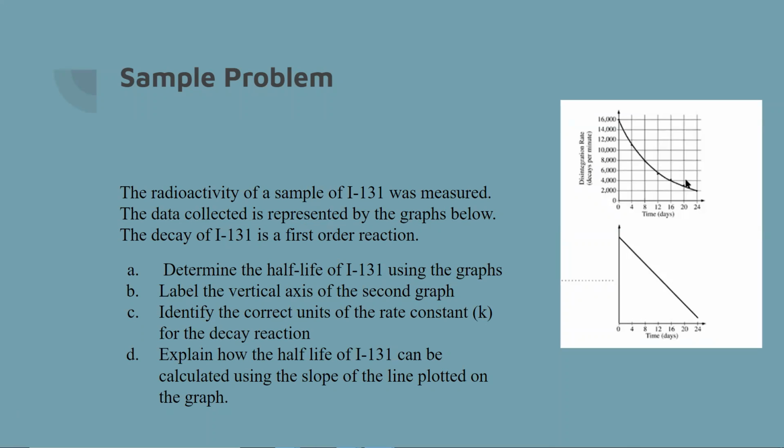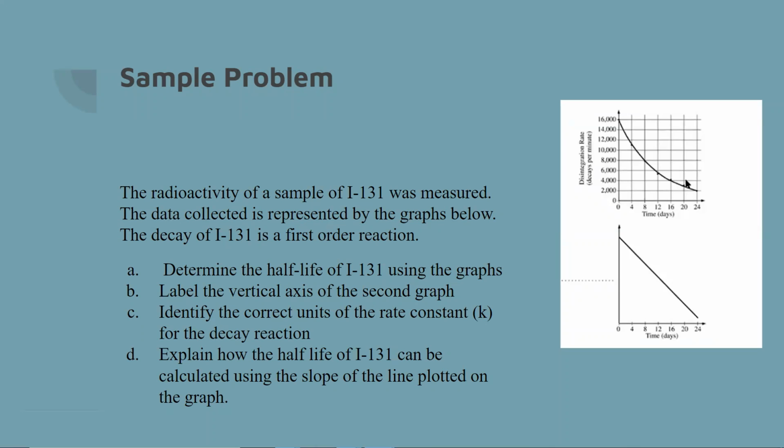Identify the correct units for the rate constant K for the decay reaction, and explain how the half-life of iodine 131 can be calculated using the slope of the line plotted on the graph. Okay, so a lot of stuff is happening here. So let's tackle it one at a time. Letter A, determine the half-life using the graph.